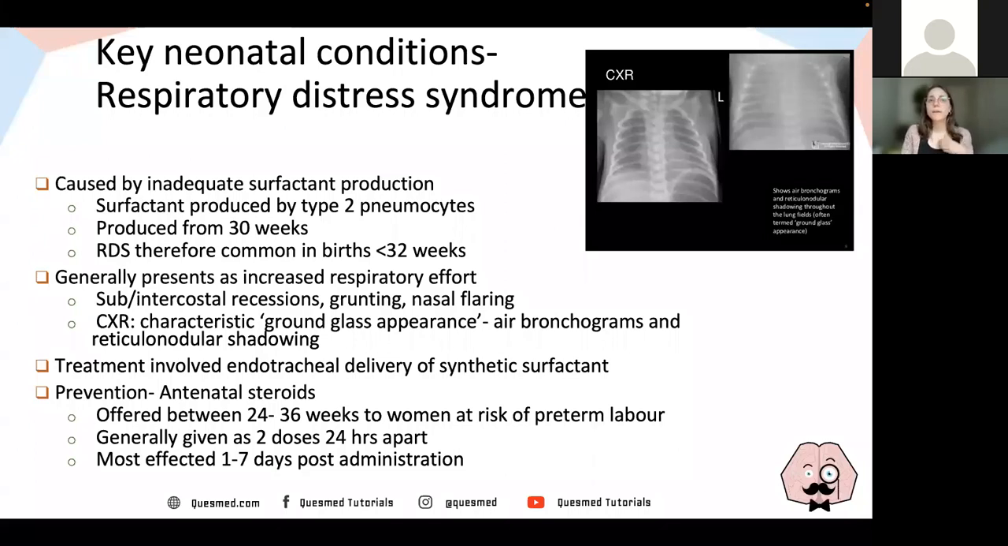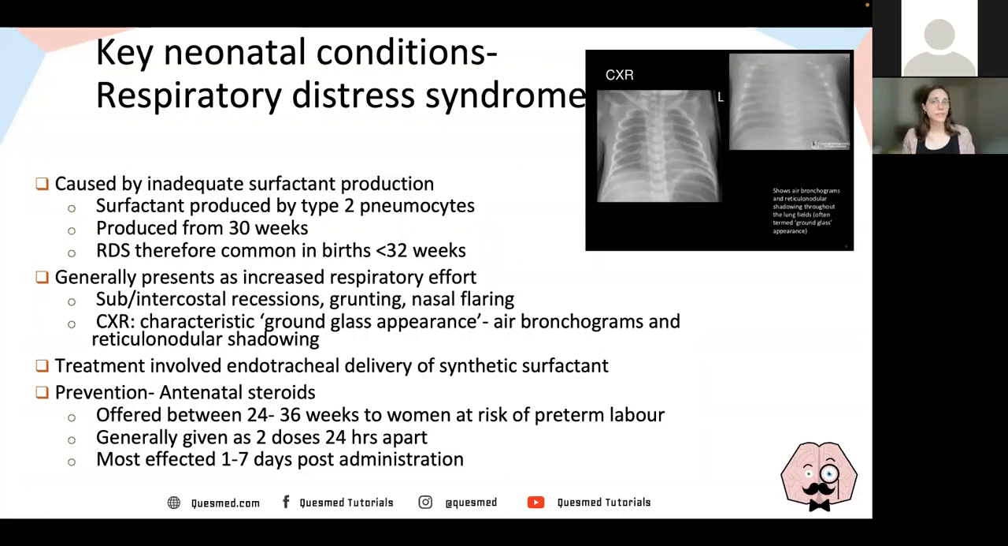And it is worth bearing in mind that it can happen for any babies who are not born term. So just because surfactant is produced by 30 weeks onwards, it doesn't mean that it's produced in enough amount to support proper respiration later on. So it can affect children, usually premature, but of later ages as well.